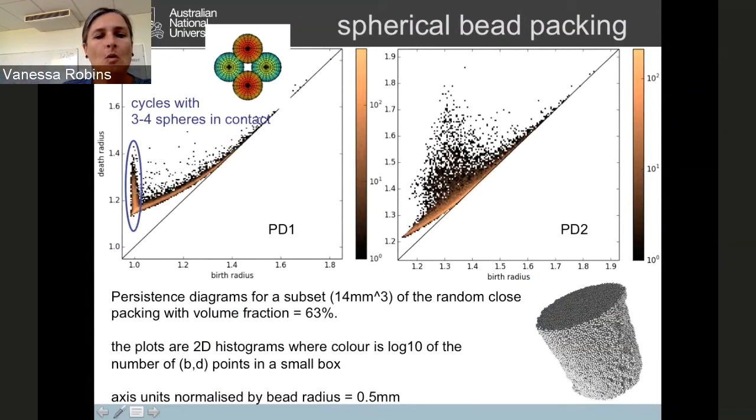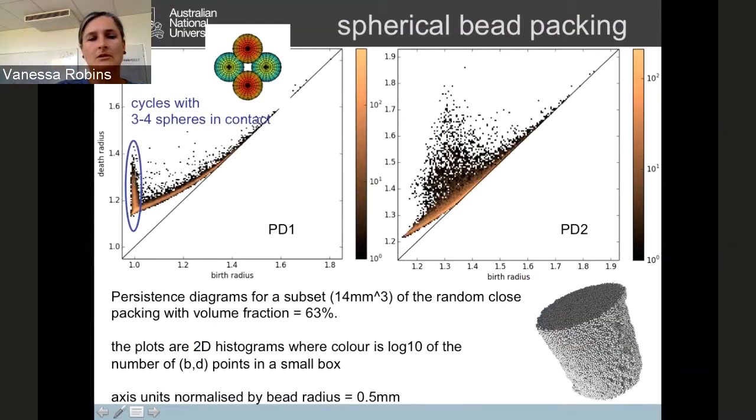So the birth is all at 1, which means I've got spheres in contact. All right, so a cycle is born when I have a little cluster of beads that are all in contact. If I've got 3 beads of mutual contact, I've got an equilateral triangle, so that's my hotspot down there. But if I have a kind of square configuration that's a bit skewed, then I could have 4 spheres in contact, and I'm going to have a larger value for the depth radius.